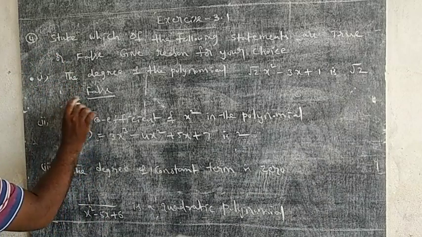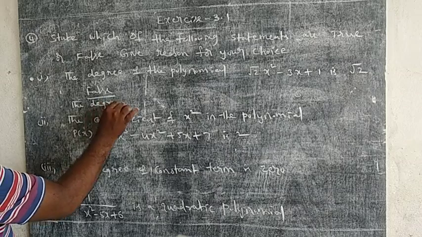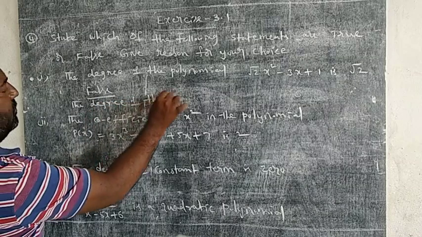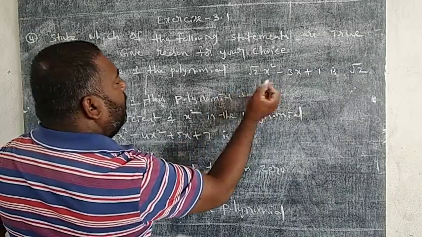So the statement that the degree of this polynomial is root 2 is false. The degree of this polynomial is 2, not root 2.